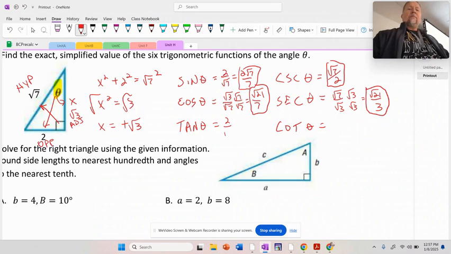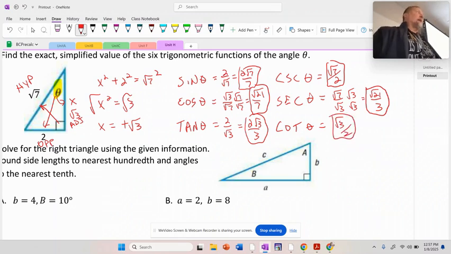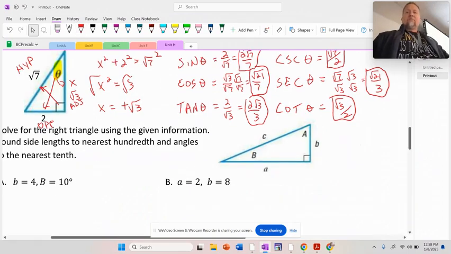2 over root 3. So that's 2 root 3 over 3, multiply top and bottom. Do not flip this, flip that. And you may have remembered this ratio from last year, but that was not a ratio for cotangent for our special ratio. Anyone remember root 3 over 2? 1/2, root 3 over 2, root 3 over 3, 2 root 3 over 3. Anyone? Okay.